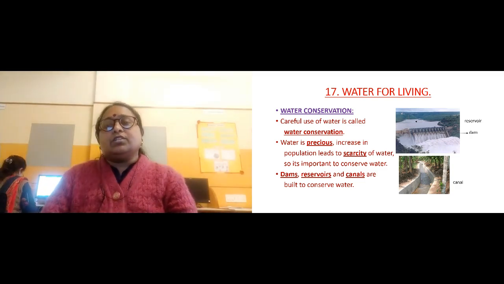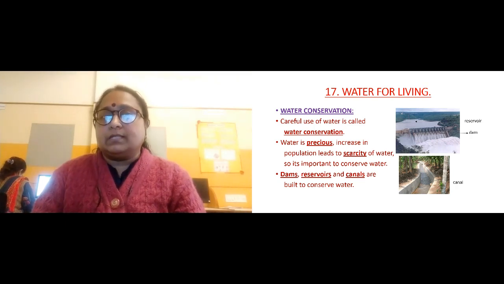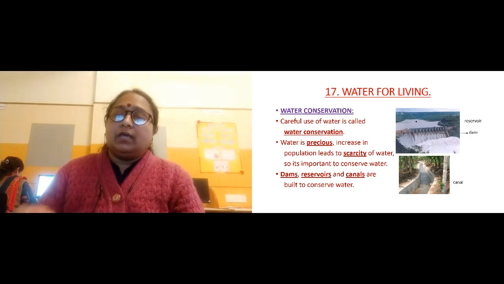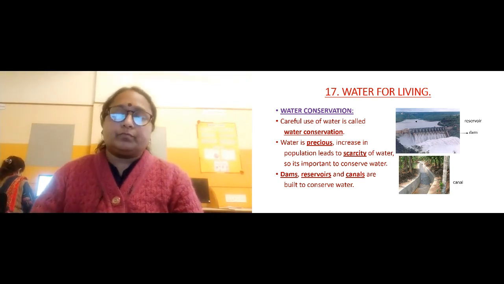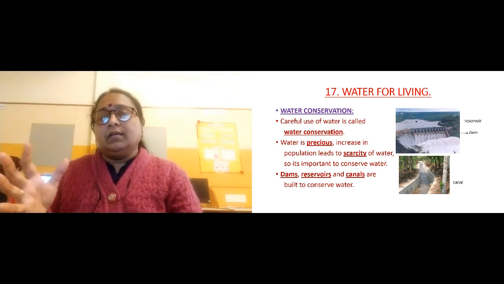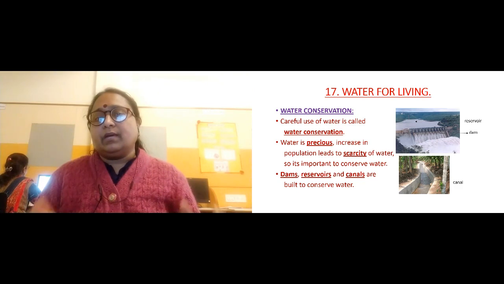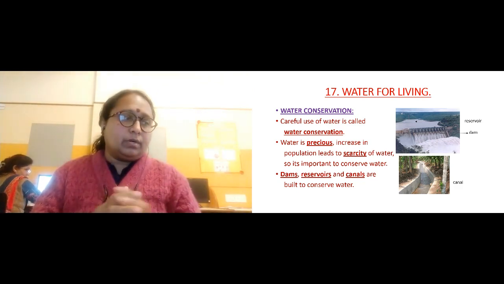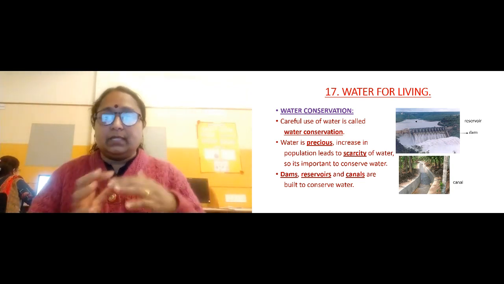So for conservation, mostly water is stored in dams, reservoirs and also canals. They are built to conserve the water. So dams are usually built in big rivers to check the water flow. Okay. And the dams collect the water in the reservoir, and this reservoir is not a natural river or a lake, it is an artificial lake produced near the dam.